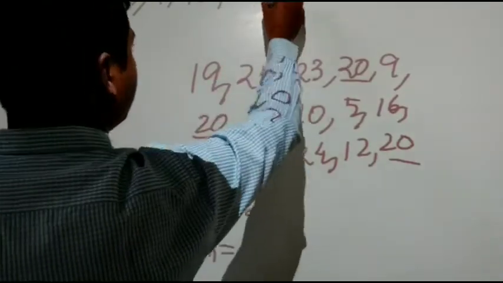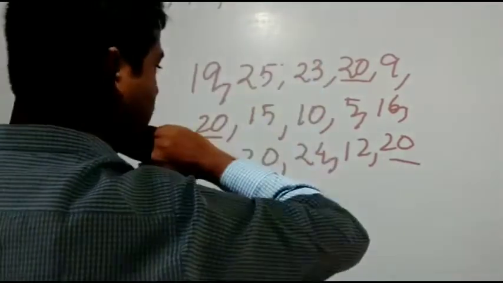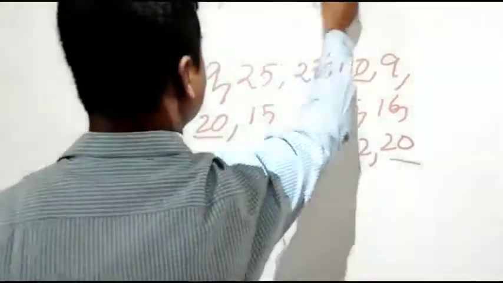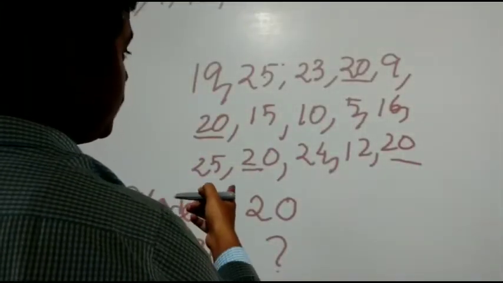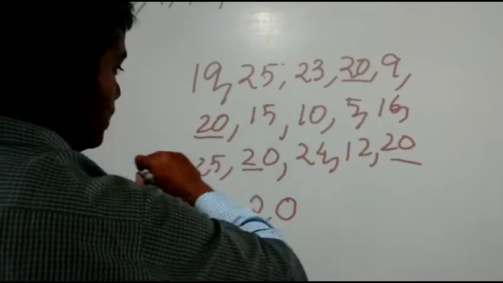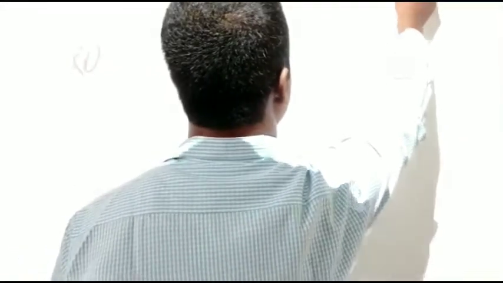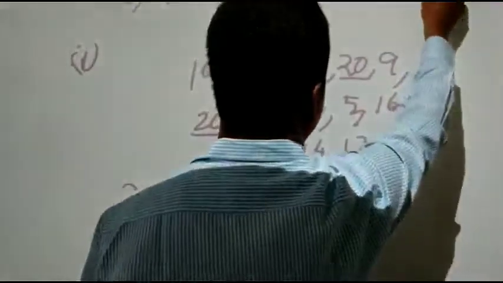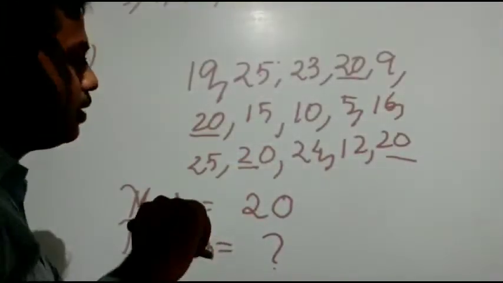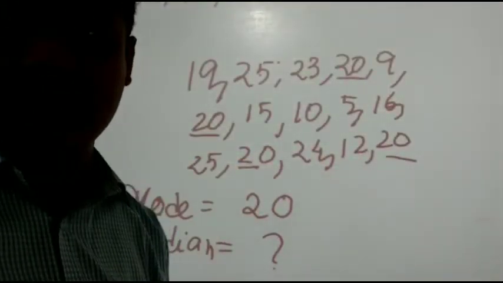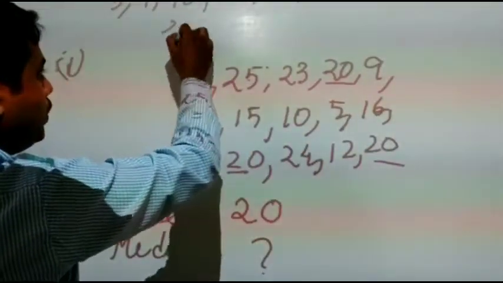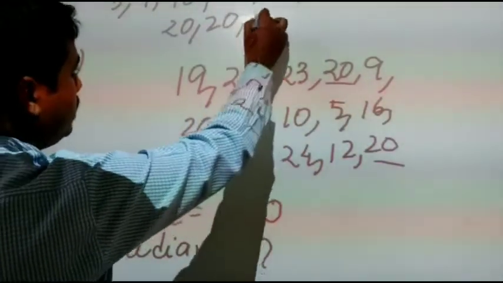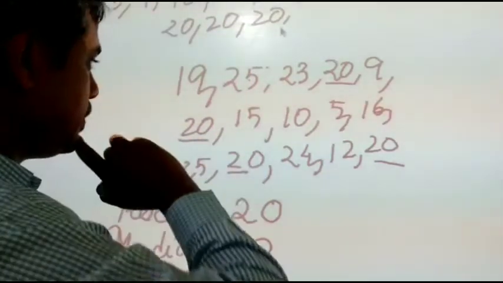Next we have 15. We have 16. Then we have 19. Then we have 20. There are a total of 4 numbers there. So next will again be 20, 24 numbers are there.